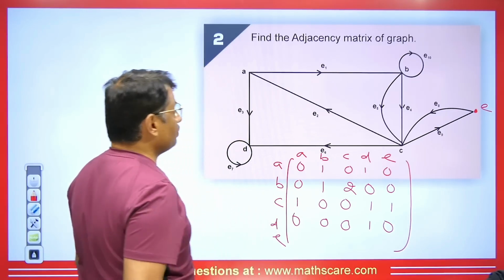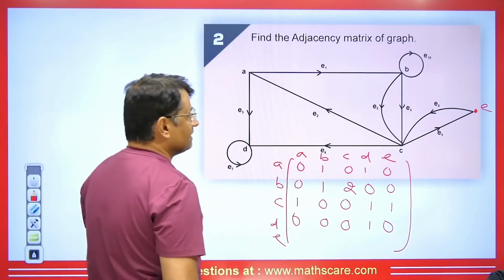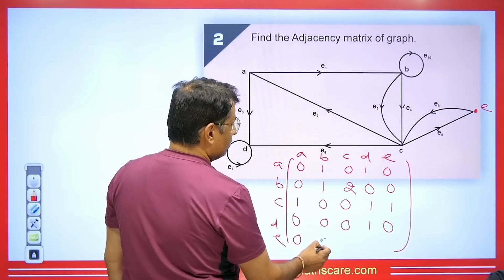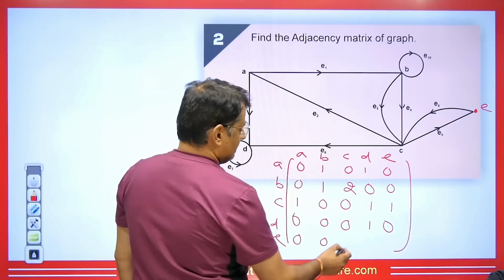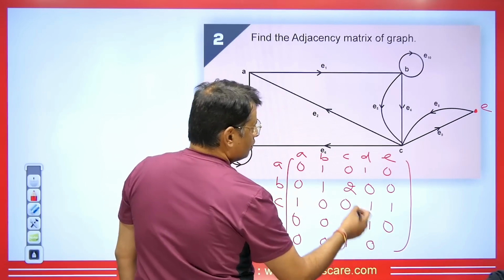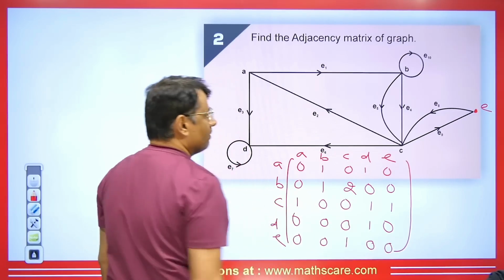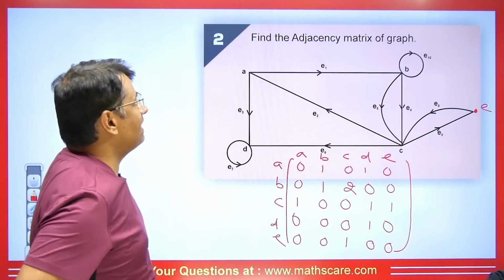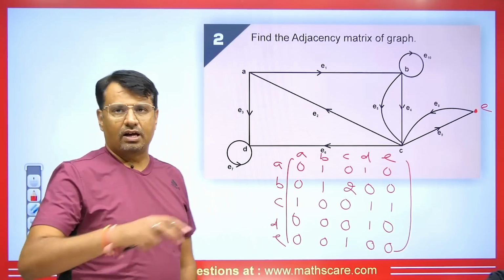Now we will talk about E. Is E going to A? No. So write 0 here. Is E going to B? No. So write 0 here. Is E going to C? Yes. Write 1 here. Is E going to D? No. Write 0 here. Is E going to E? No. So write 0 here. Now, this is a matrix representation. And in this way, we can get its adjacency matrix. Let's move on.